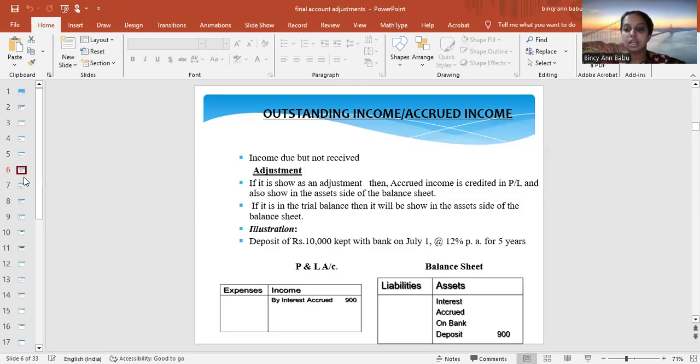Next one is outstanding income or accrued income. These are the incomes due, but we have not received. Suppose I am supposed to receive interest from the bank or from somebody, but I haven't received it. That is known as outstanding income or accrued income. The adjustment is that we will show it on the credit side of the P&L account and on the asset side of the balance sheet. As you can see in this example of interest, we are showing interest accrued, which I was supposed to receive but haven't received, on the credit side of the P&L account, and the same amount is shown on the asset side of the balance sheet.